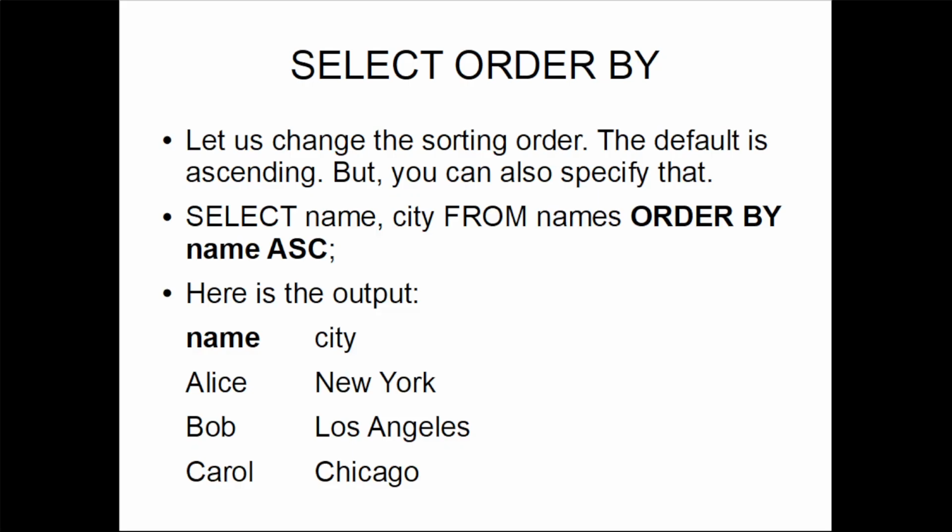Your hands-on challenge: run all three queries. Select name, city from names order by name. Select name, city from names order by name ASC. And select name, city from names order by name DESC. In your database, compare the outputs and confirm how the order changes. Then, experiment with sorting on a different column, like city, as order by city ASC.